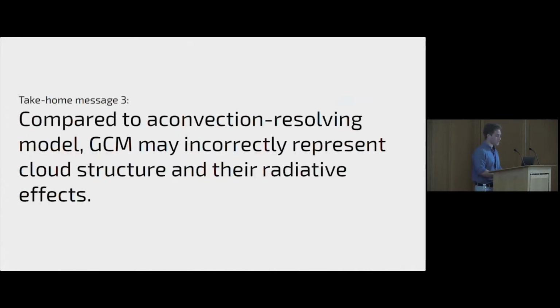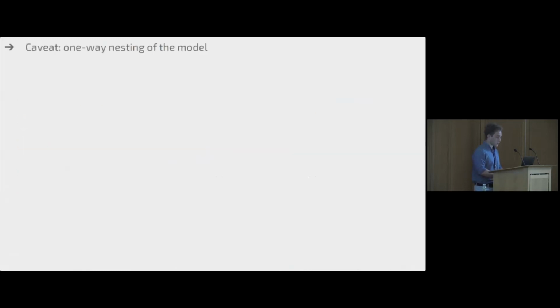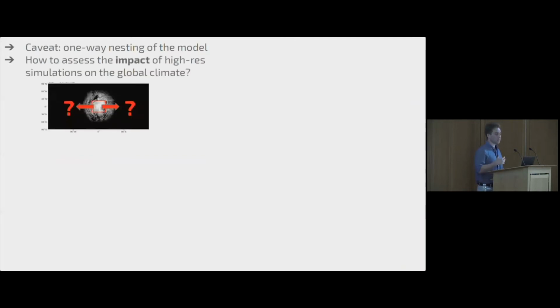Another take-home message is that compared to a convection resolving model, a GCM may incorrectly represent cloud structure and their radiative effects on the day side. But I should say that one caveat of our study is that we use this model in a one-way nesting setup. So even though the regional model has the boundary conditions from the parent model, there's no feedback to the global model from these high-resolution simulations.